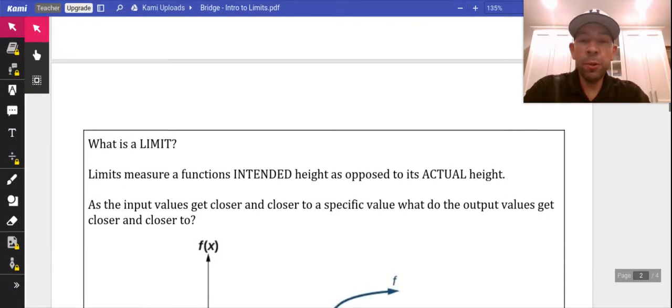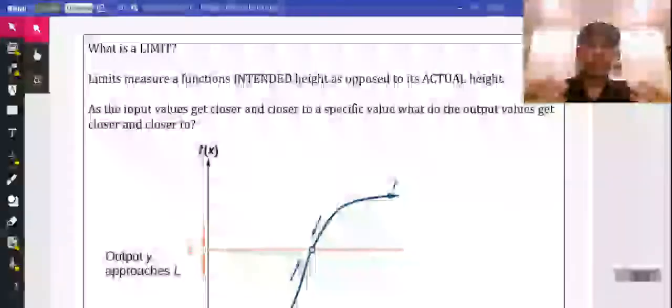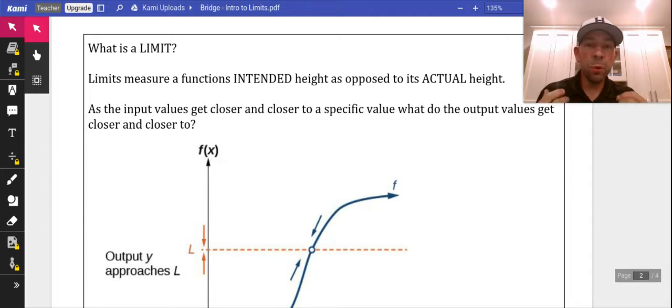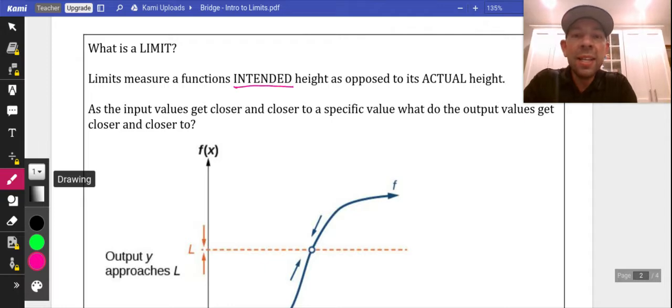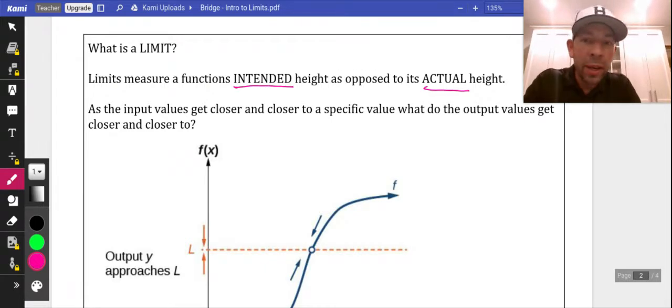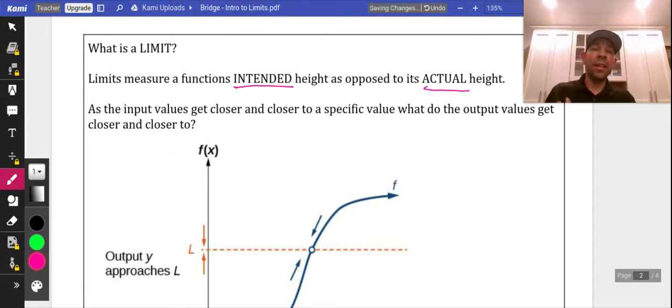So as we alluded to, limits are really what set the stage. And the most important definition that we're going to put in our notebook today is the idea that a limit measures a function's intended height, okay? Not necessarily its actual height. So when I say intended height, it's more about what the function is trending towards. What do you think it's about to approach? Whether it actually gets there or not, we don't care.